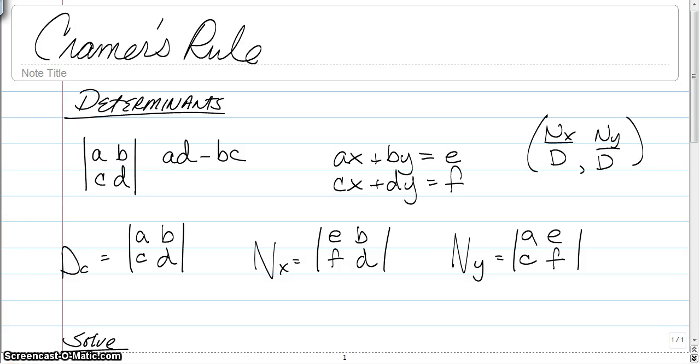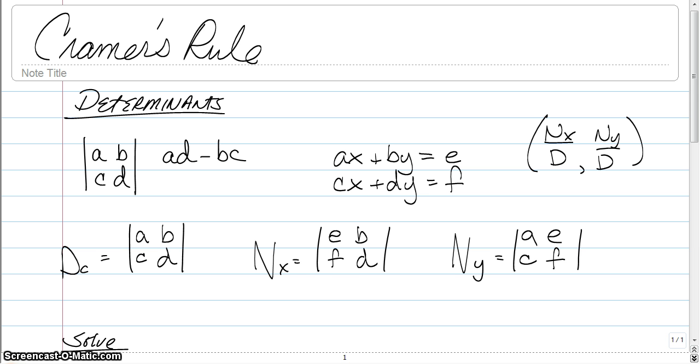Today's lesson is on Cramer's rule. Now before you freak out when you're looking at all these A's and B's and C's and D's and E's and F's and NX's and NY's, don't worry. This is just to help you set it up if you want to look at an example. But if you watch the first example, you'll realize that Cramer's rule is actually pretty easy to do. You just need to set it up.